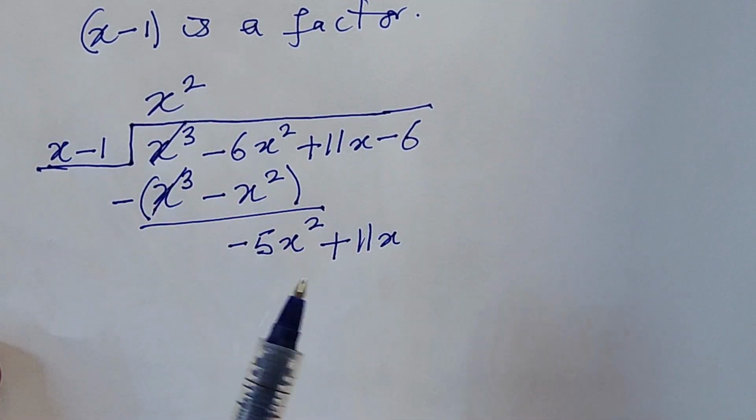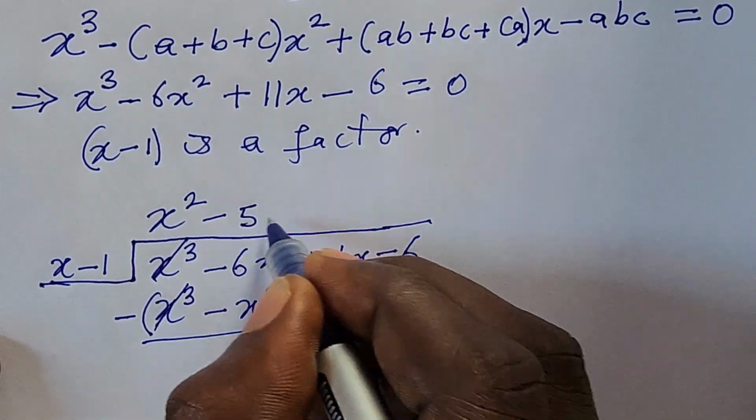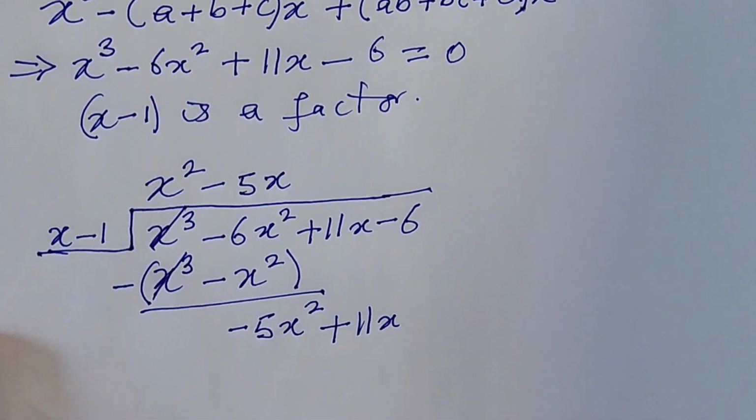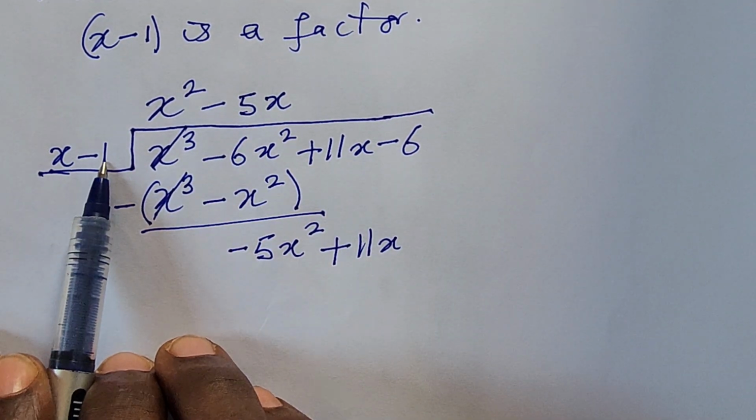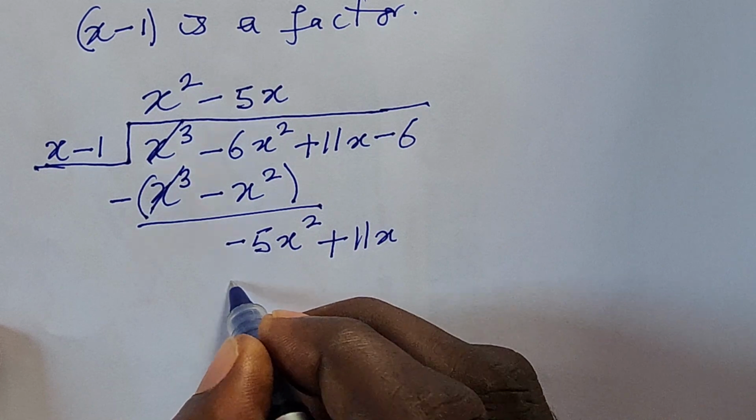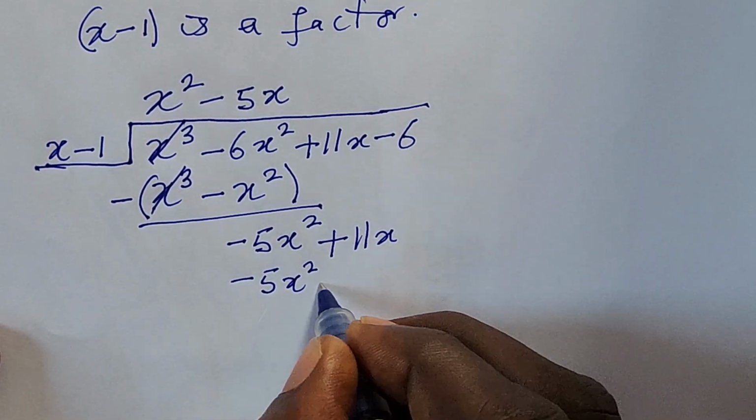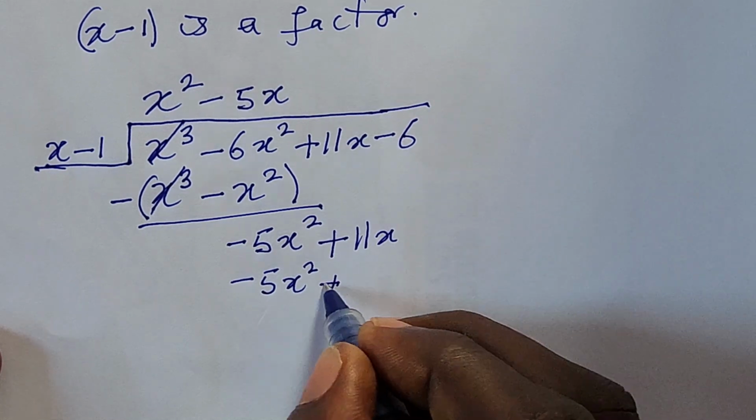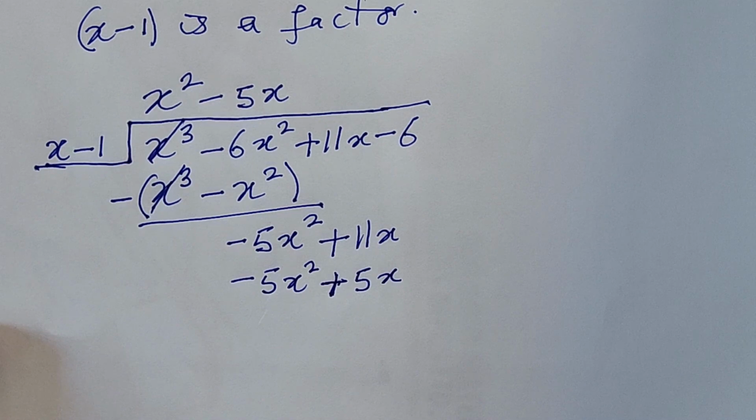If we use this to divide it, this will give us minus 5x. So what we do here, we use minus 5x to multiply everything here. If we do that, we're going to have minus 5x to the power of 2, then plus 5 plus 5x. All right.